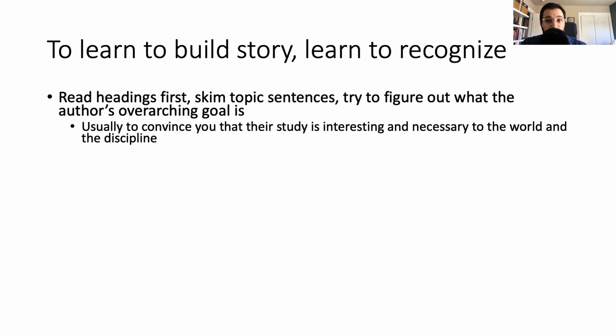Then maybe skim the topic sentence for each section. Try to figure out what the author's overarching goal is. What do they want you to know by the end of the reading? What is their thesis? Might be another way to say that. See if you can grab their thesis from the first paragraph or two, and then see if you can identify how each section will contribute toward that thesis, will provide evidence for that claim.